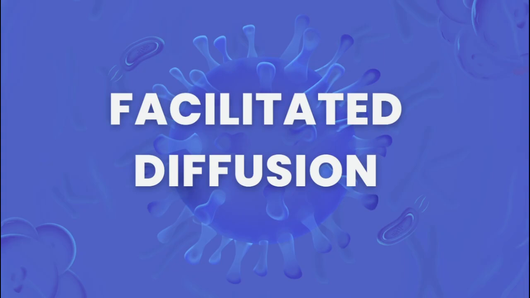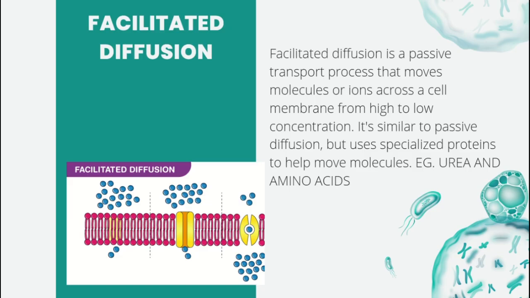Alright, so the next one is facilitated diffusion. Both simple diffusion and facilitated diffusion are methods of passive transport. Simple diffusion, facilitated diffusion, osmosis, and active transport all move stuff across the membrane, right? And simple diffusion, facilitated diffusion, and also osmosis, those three are methods of passive transport.